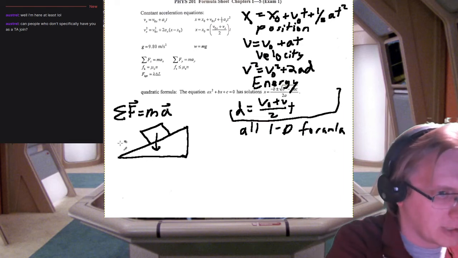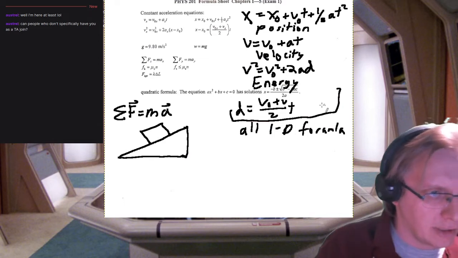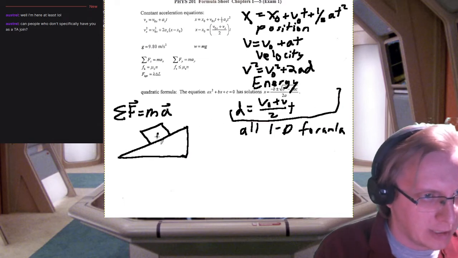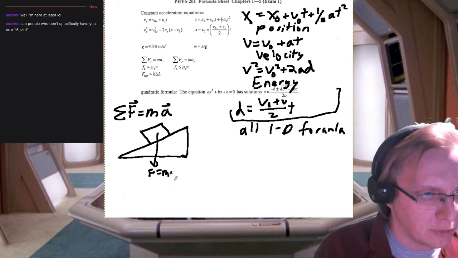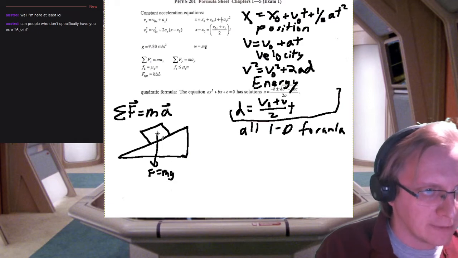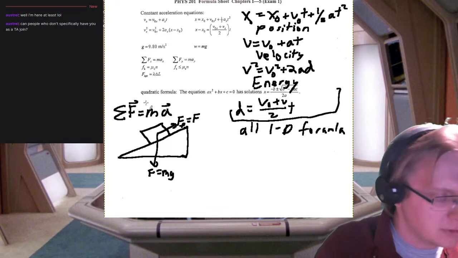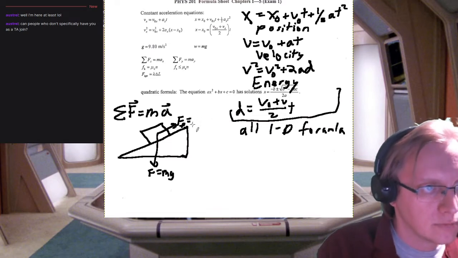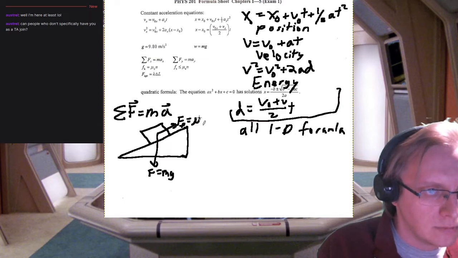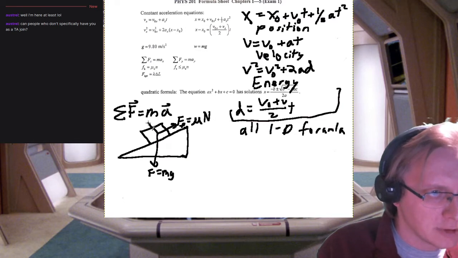pulling. We have gravity coming down, F equal mg, pulling straight down. We can have a friction pulling up. Force of friction equal mu normal, and then we have a normal force.